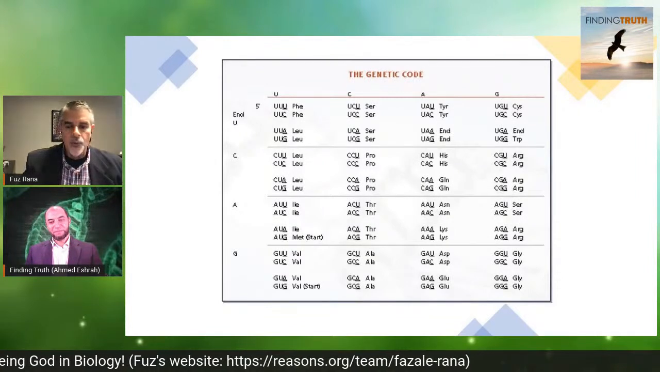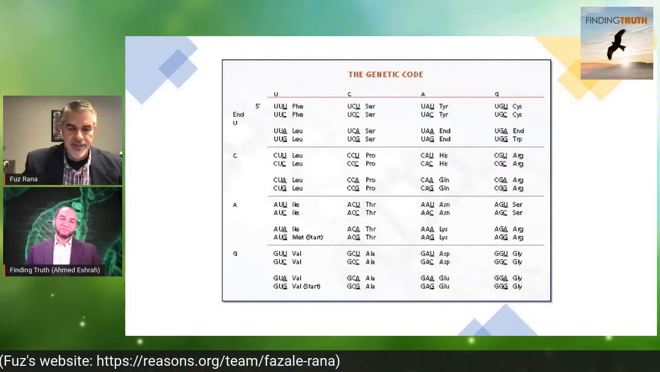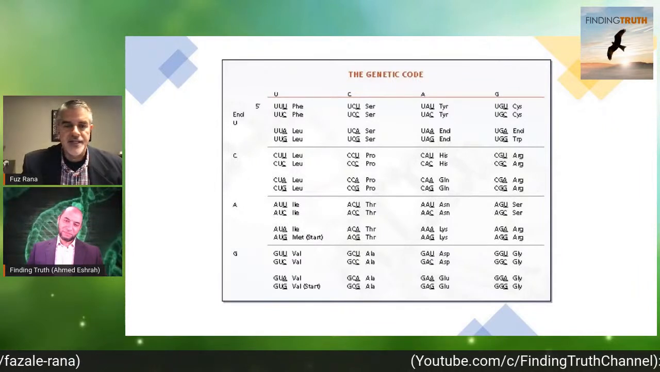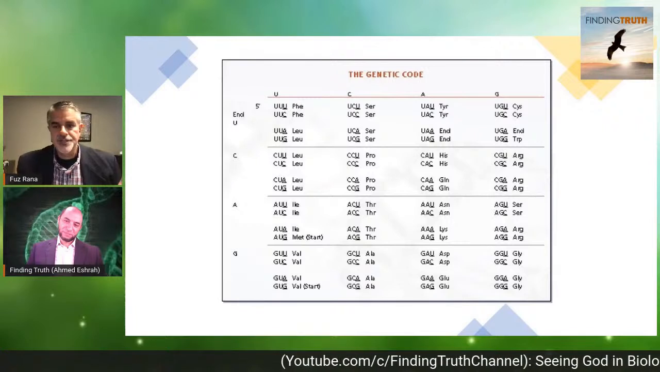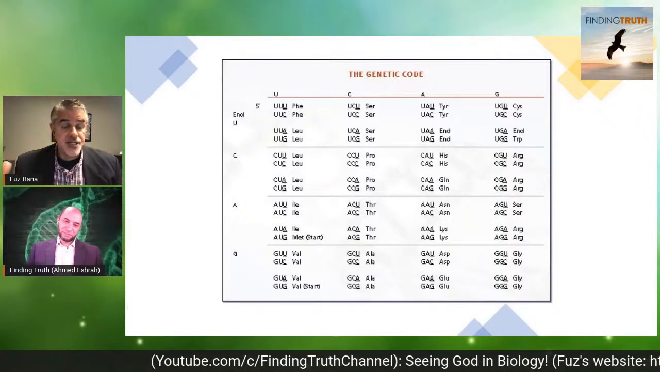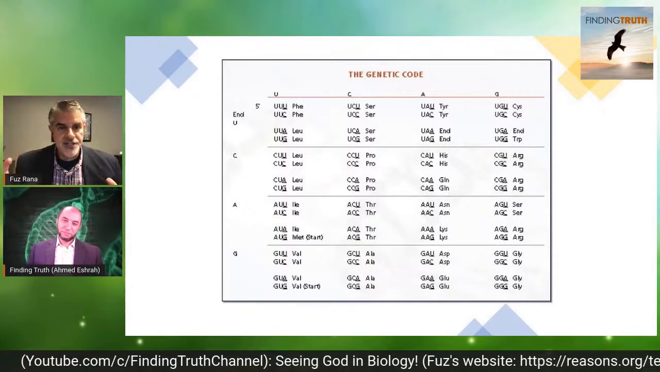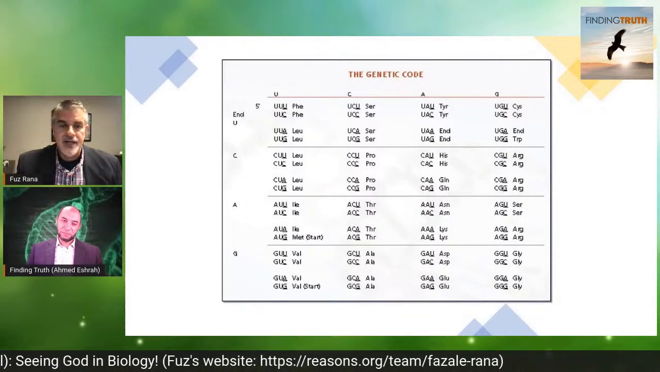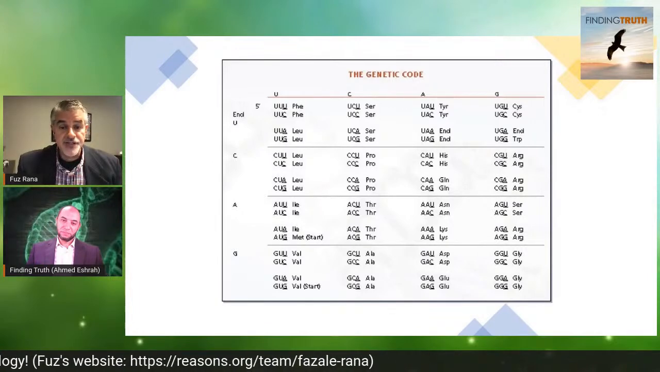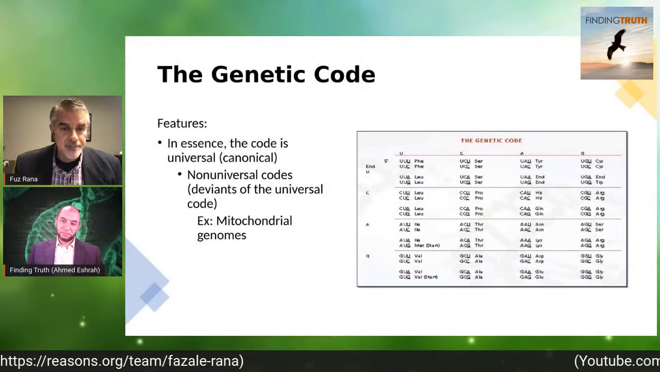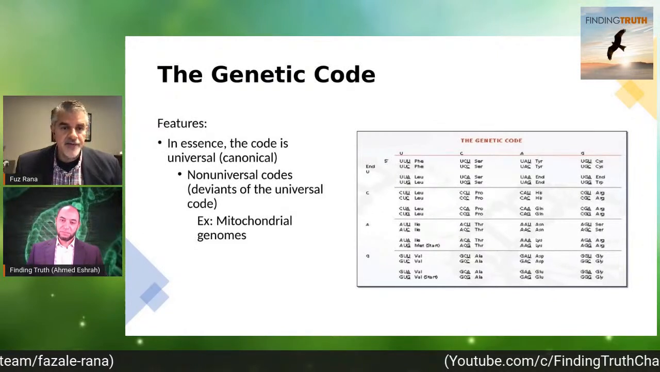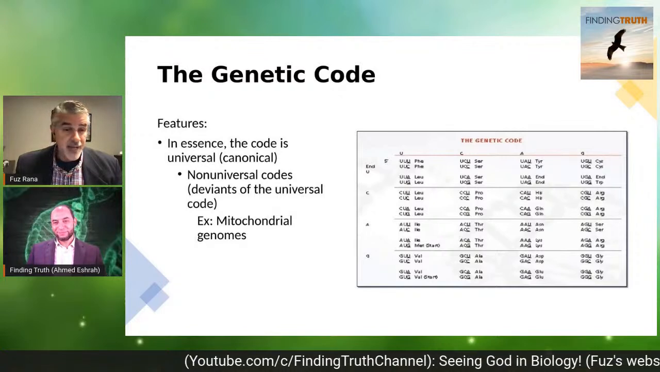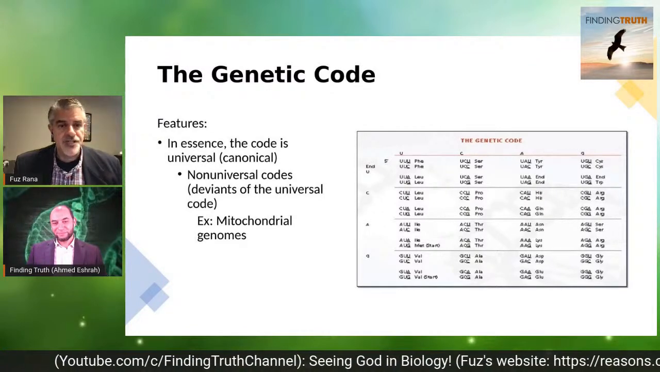Now, one of the things that is really interesting about the genetic code is that you see this redundancy, and you see these different assignments. The genetic code is in effect universal. The genetic code is pretty much found in every living organism. And so you could think of it in that sense as universal. It's also sometimes called the canonical genetic code.